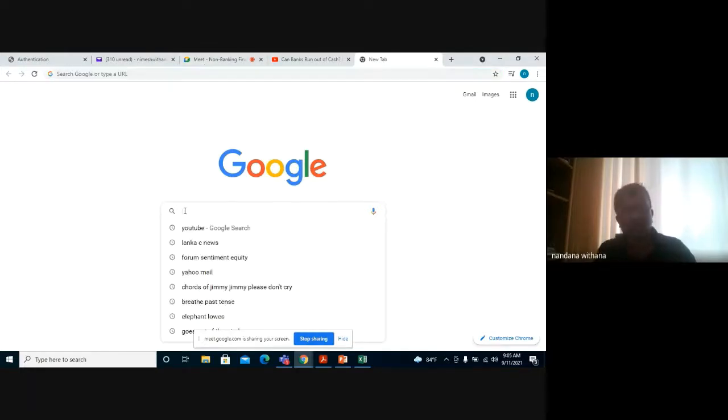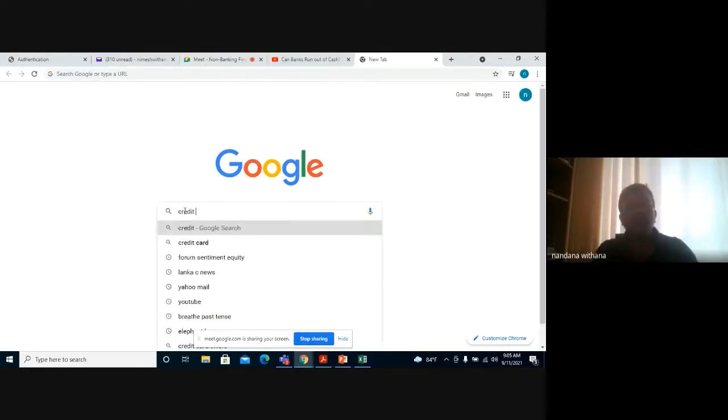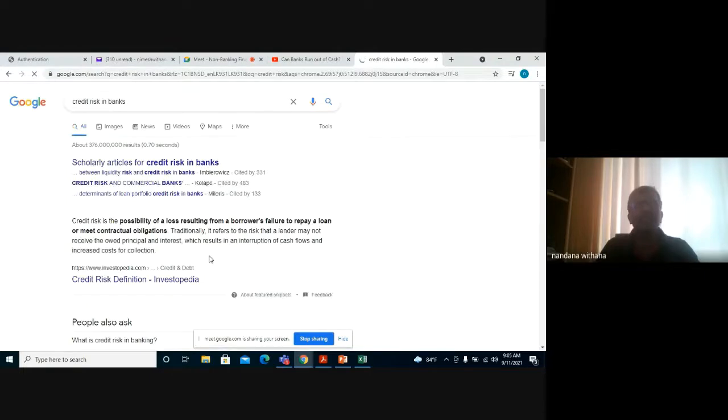Okay, let's see how that is shown. Credit risk. Credit risk in banks: possibility of loss resulting from a borrower's failure to repay or meet contractual obligations. Traditionally, it refers to the risk that a lender may not receive the owed capital and interest. Okay, so when I'm giving away a loan, can the customer pay back? That is the credit risk.